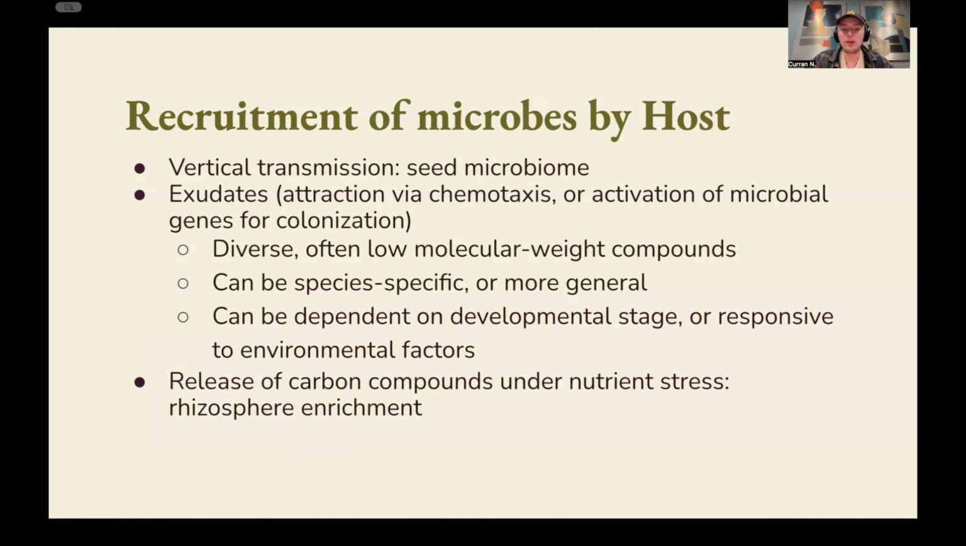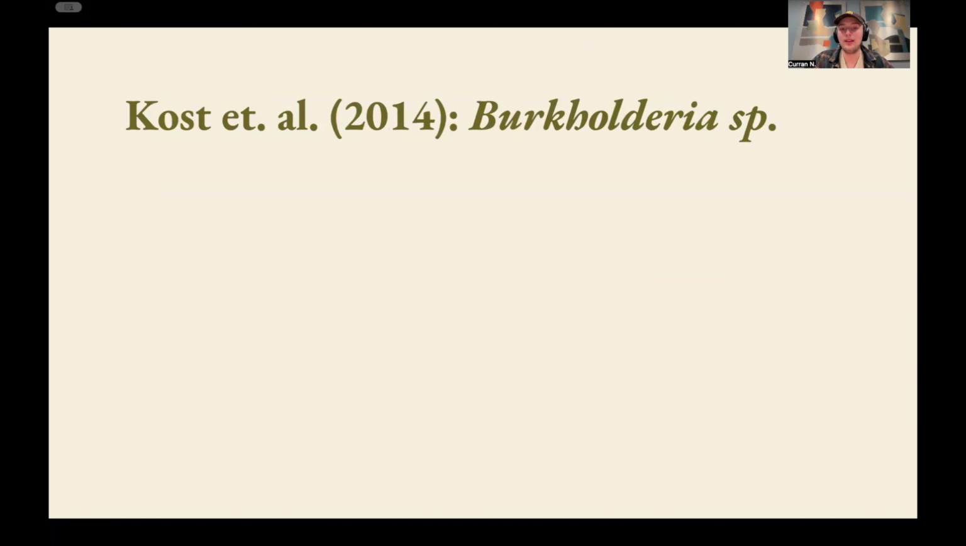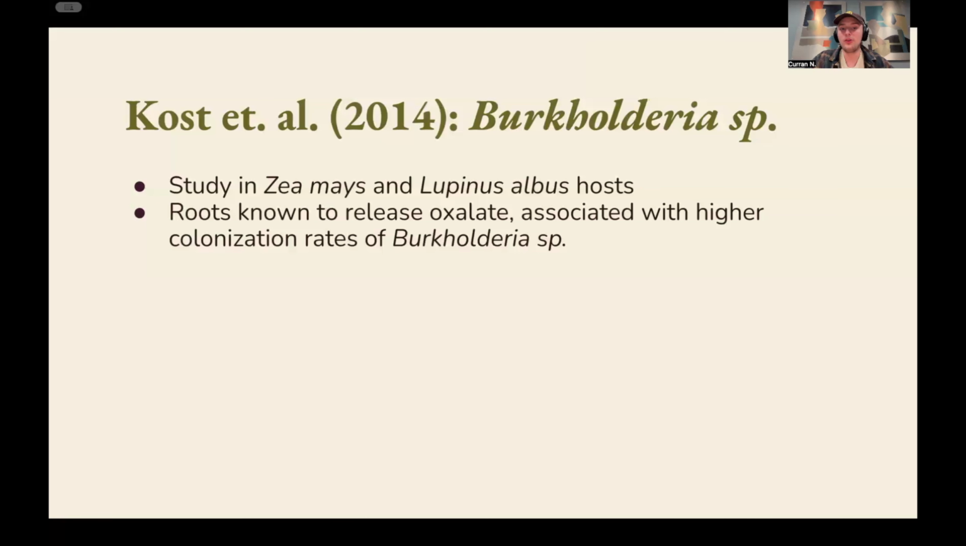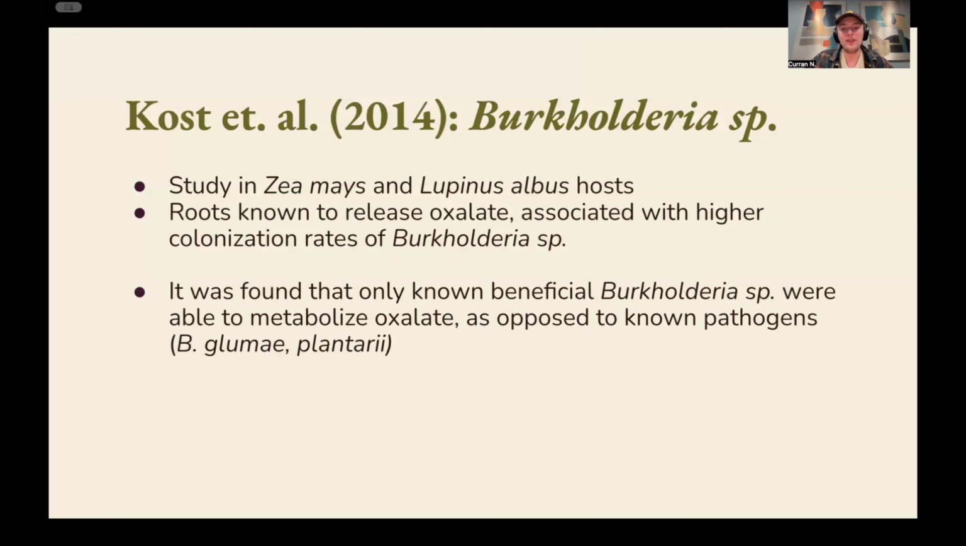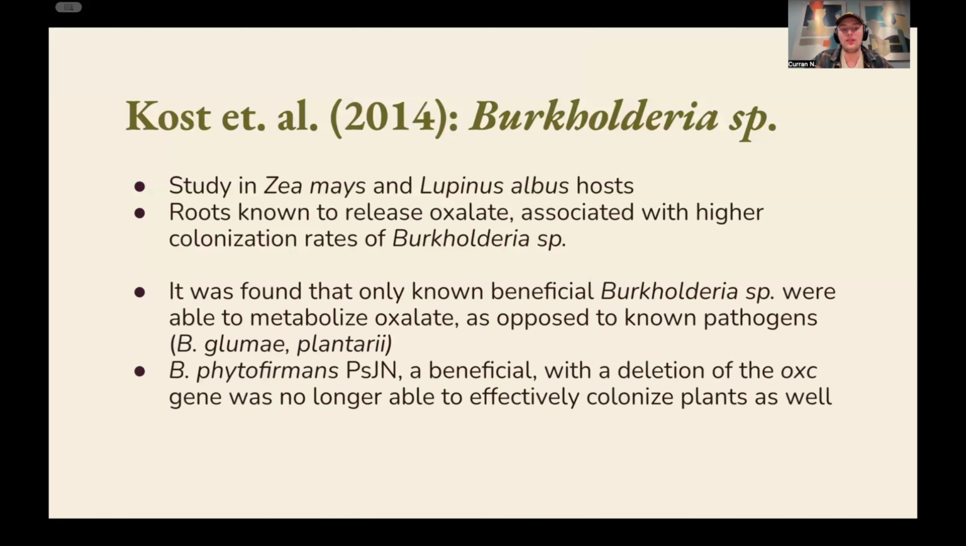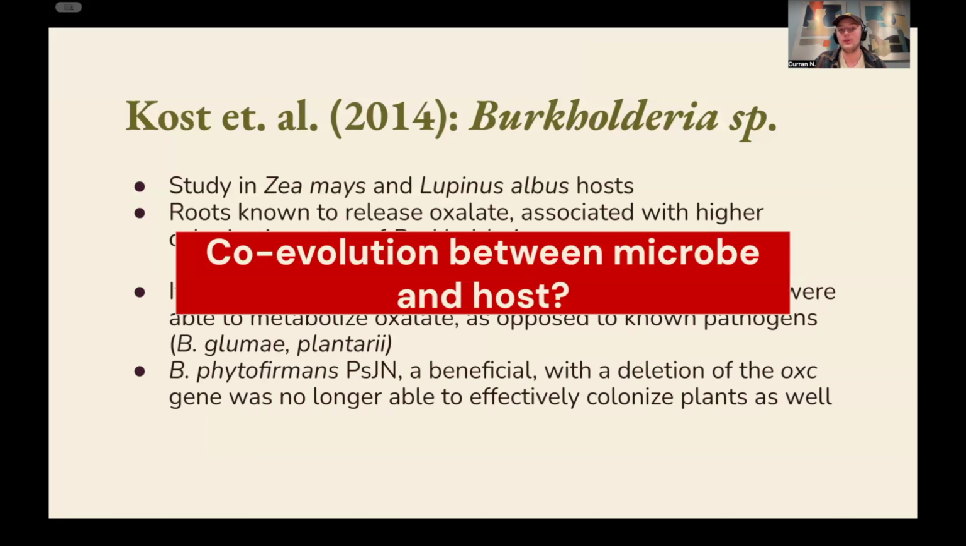Plants have even been known to release carbon compounds into the soil under nutrient stress just to try to attract more microbes into the rhizosphere in hope of getting more beneficial interactions. One example of this is the recruitment of Burkholderia species by ZMAs in Lupinus albus. So roots have been known to release oxalate associated with higher colonization rates of Burkholderia species, but it's found that only known beneficial Burkholderia species were able to metabolize oxalate as opposed to pathogens. When you knock out the gene for metabolizing oxalate in beneficials, they're no longer able to effectively colonize plants well. So that's evidence of coevolution between microbes and hosts.